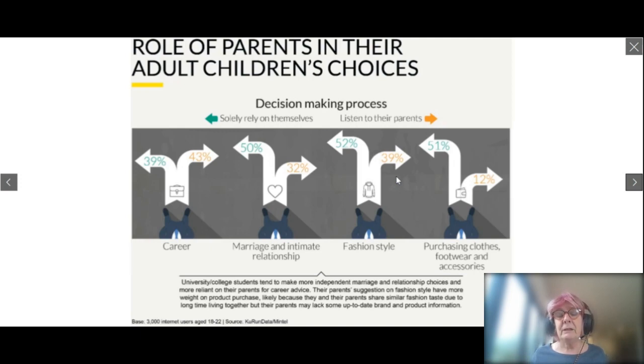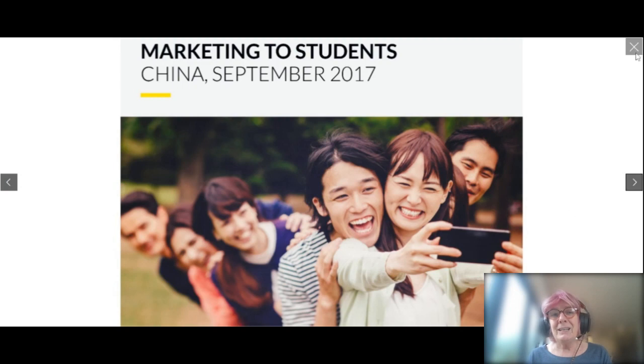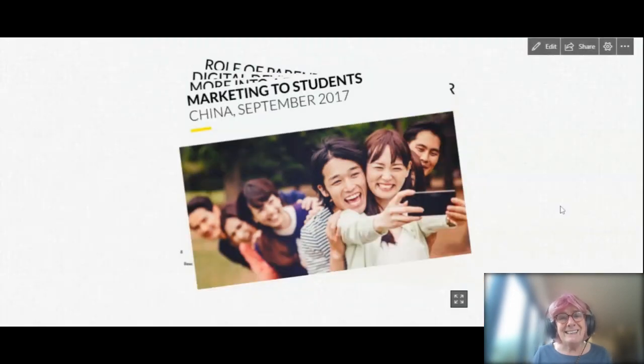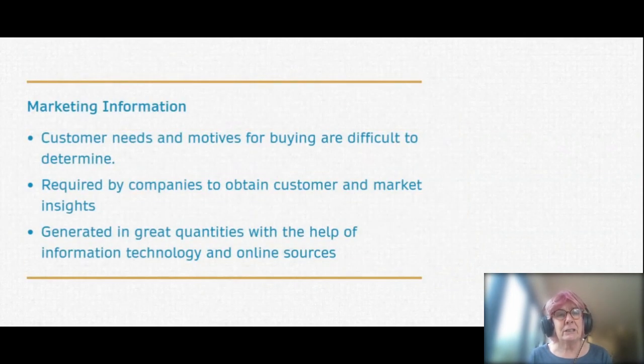Why does this matter? Well, if I'm a business marketing fashion and style goods to Chinese students, I need to understand that I must not just appeal to the student, but I also need to appeal to their parents if I'm going to make a successful sale. And that will influence, as a business, the decisions we make about our products and our promotions and so on. Okay, so that's one example of how insights from the marketplace really help businesses to make decisions. And that's why this marketing information is so important.